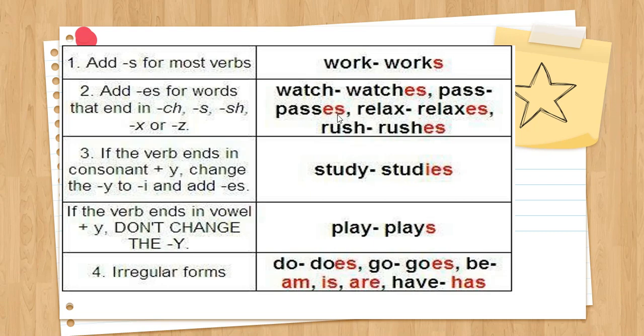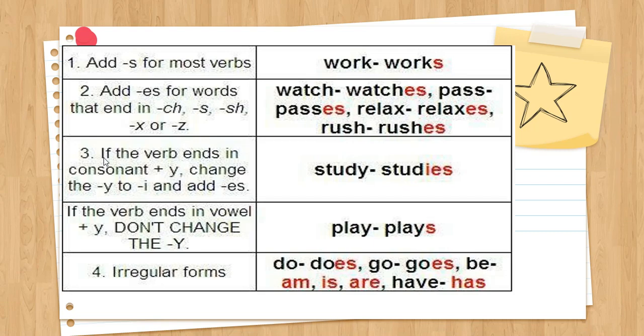Passes. Okay, passes. Relax, relaxes. Why? Because the verb ends in an X, and the rule says add ES for words that end in CH, S, SH, X, or Z. Now look at this. Rush, rushes. Okay?